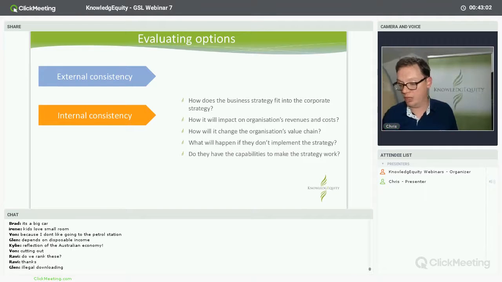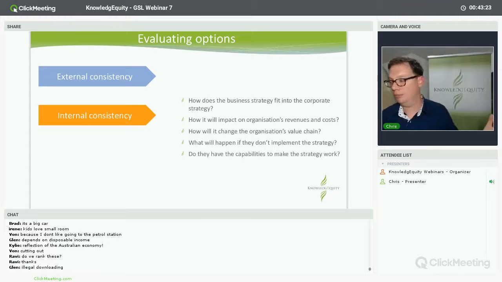That's probably the easiest one, isn't it? Are you about growing your market share, is that your board's view, and consolidating, and yet you've got a strategic option on the table that's about growing new markets as quickly as possible overseas? Does that line up with internal consistency?